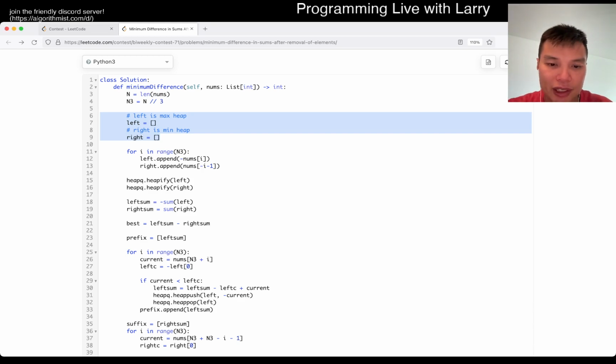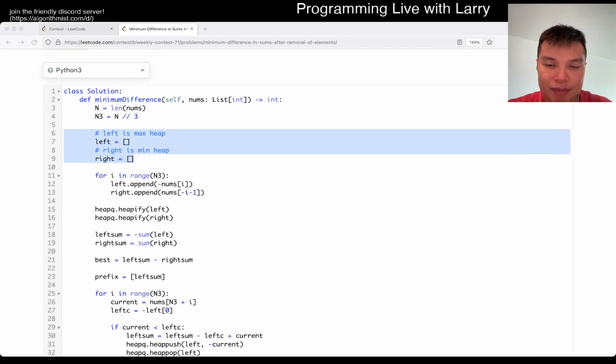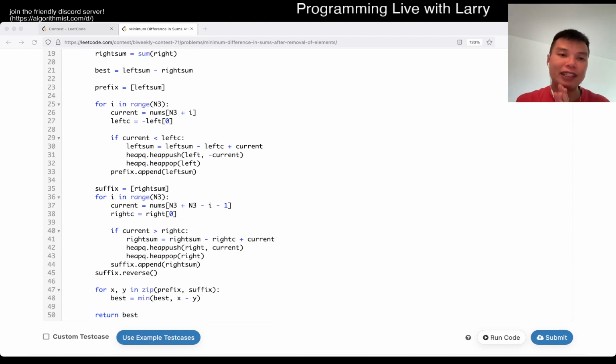Yeah, let me make the code a little bit bigger. Should have done that earlier. But and then this is the second half of the code. But yeah, let me know what you think.